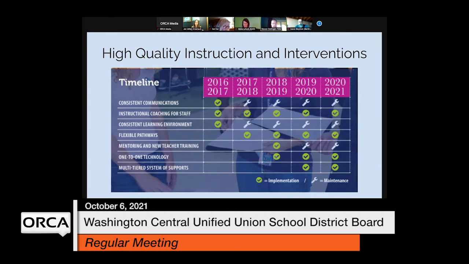And just as we mentioned earlier, that multi-tiered or multi-layered systems of supports that we're trying to build in there, we have work to do in that area. And so we have room for improvement, but we are certainly doing a lot that helps our students as well.